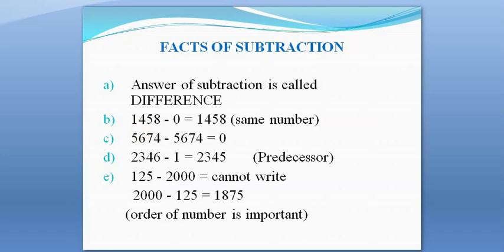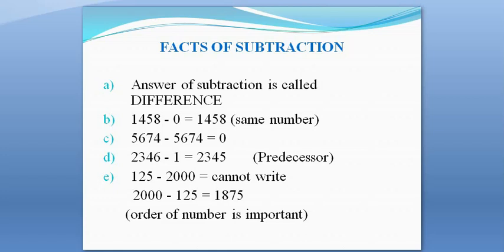Now let us see the D part. When we subtract 1 from any number, we get its predecessor. 9 minus 1 gives us 8. 8 is the predecessor. Similarly here, 2346 minus 1 gives us 2345. Now the last E part is very important.